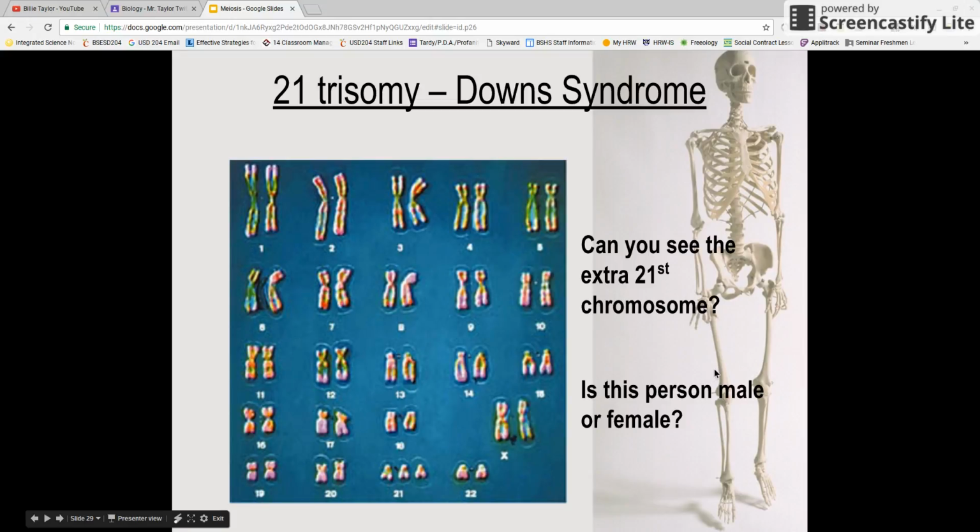Another question is this particular person male or female? Well, if you look down here at the 22nd, those appear to be the same. And if they are the same, XX, you have a female. If they were different, XY, we would know that it was a male.